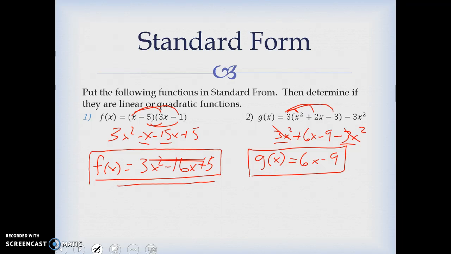So part of what you're going to be doing on your homework is to determine whether or not a function is quadratic or linear. And in order to do that, you're going to have to simplify it, put it in standard form, and then determine whether or not it is quadratic like number 1 or if it's linear like number 2.